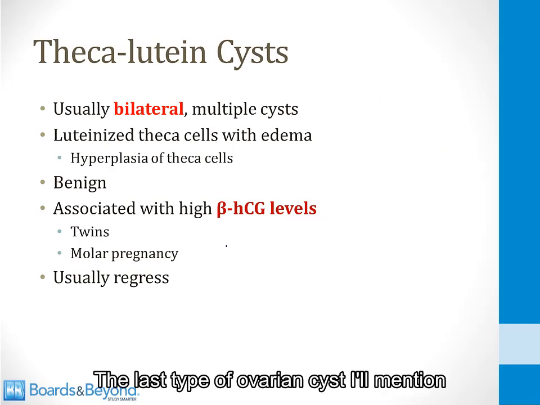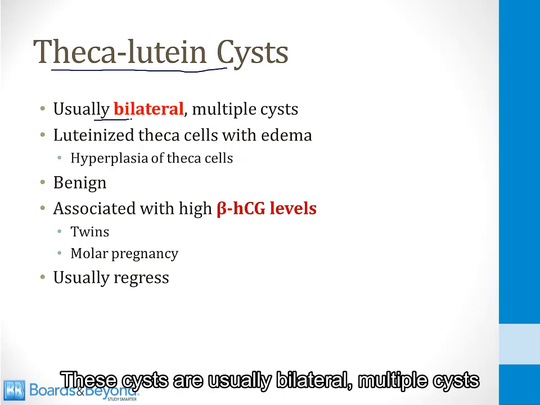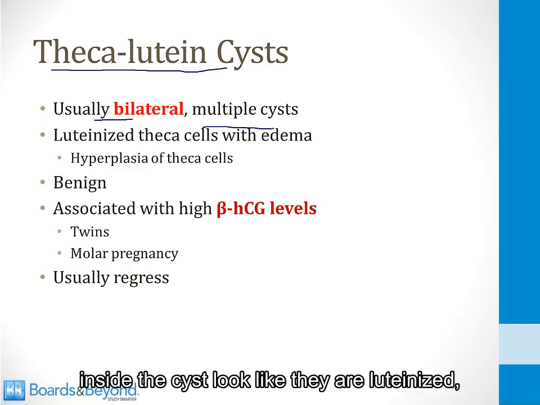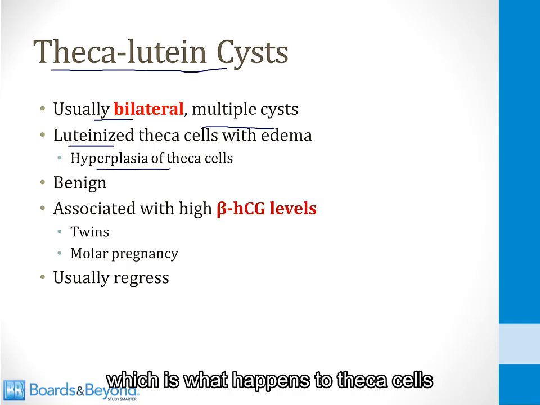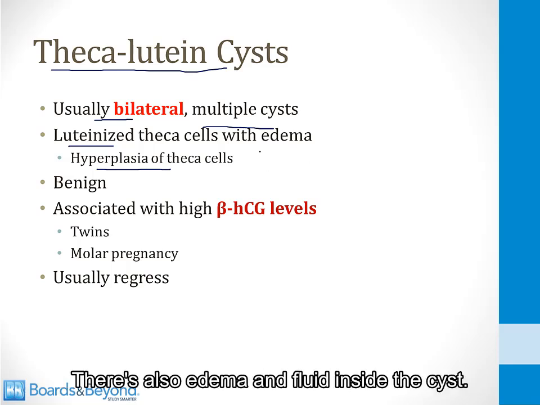The last type of ovarian cyst I'll mention is called a theca lutein cyst. These cysts are usually bilateral multiple cysts, and they get their name because the theca cells inside the cyst look like they are luteinized, meaning that they develop hyperplasia, which is what happens to theca cells when they're stimulated by luteinizing hormone. There's also edema and fluid inside the cyst.